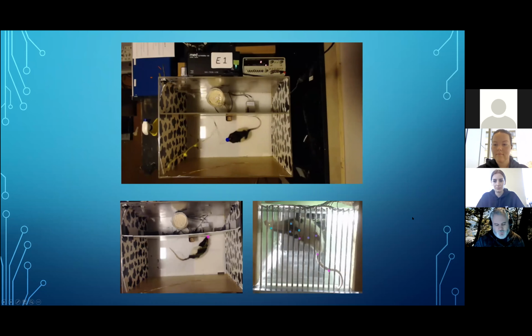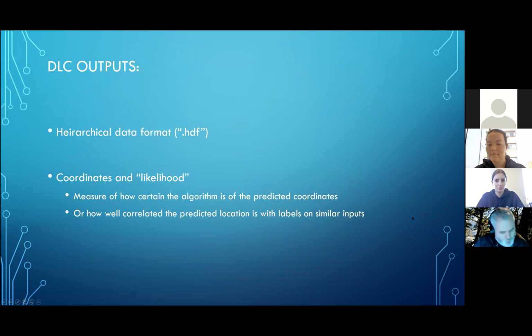Right. So what do we get from DeepLabCut? Well, DeepLabCut outputs in .hdf, a hierarchical data format. So this is a matrix that contains both the coordinates of the features you've been tracking, as well as a likelihood number. So this likelihood is how certain the algorithm is of the predicted coordinates, or in other words, how well correlated the predicted location is with labels on similar inputs that it found in training.